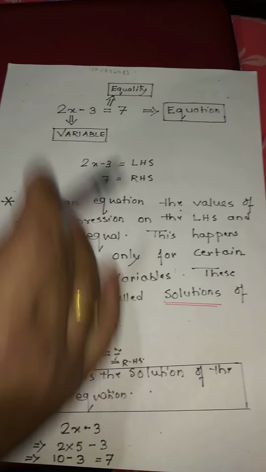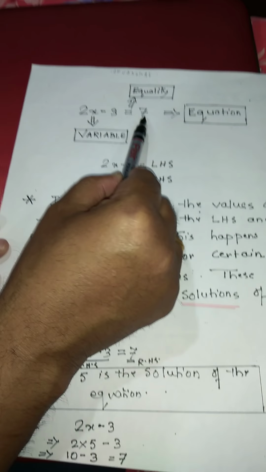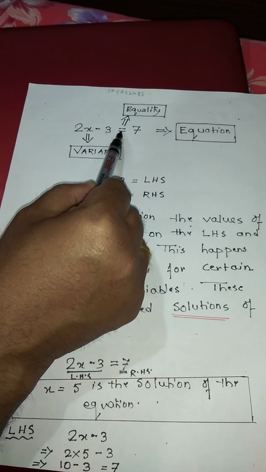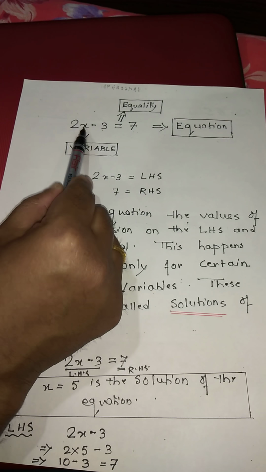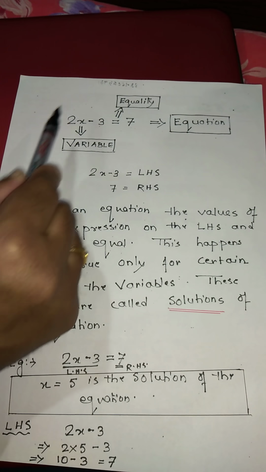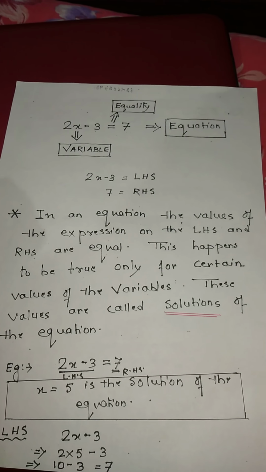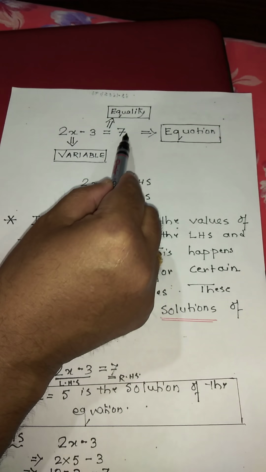Now I've given an example. You see, 2x minus 3 is equal to 7. Now this whole thing will be considered an equation, because we have used the equality sign here. And what is the variable I've used? x. And why is it called linear? Because the variable is carrying the highest power as 1. So this entire thing is called a linear equation.